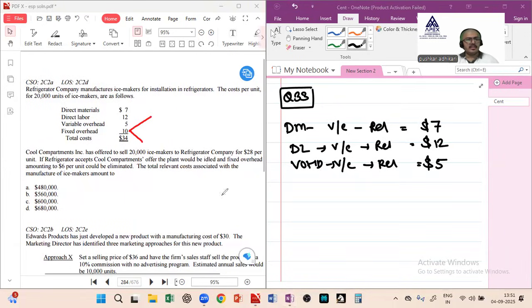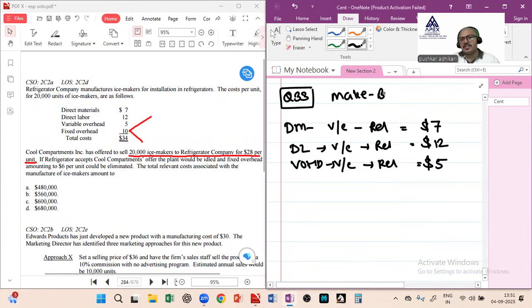Let us see if that is there. Now, Cool Compartments has offered to sell 20,000 ice makers to the refrigerator company at the rate of 28 per unit. Crazy. This is simply make or buy. What is this? This is make or buy.